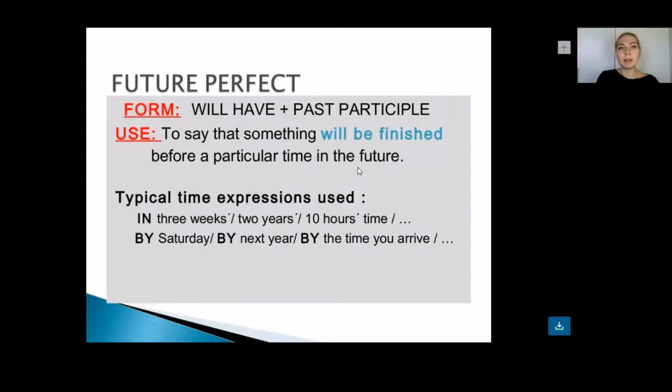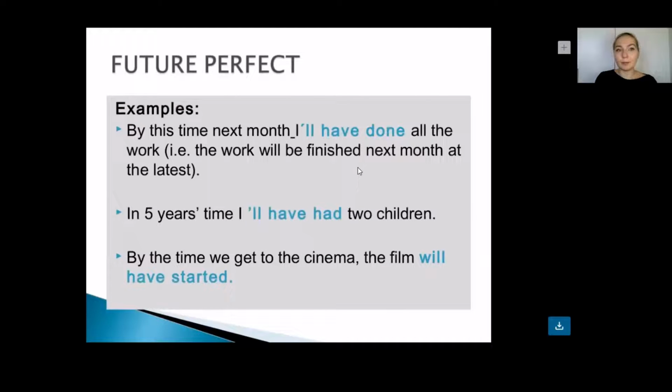And what kind of expressions can it be used with? For instance, by Saturday, by 10 o'clock, tomorrow by 10 o'clock, by next year, by the time you arrive, etc. In 3 weeks, in 2 years, etc. I want you to pay more attention to the examples that we have. So let's just try to read them.